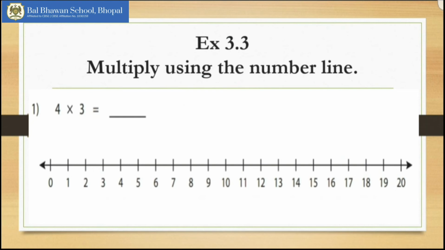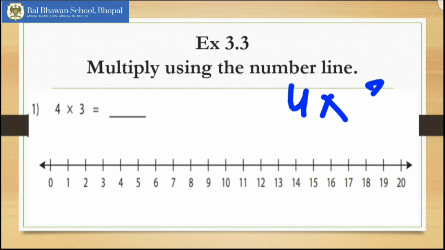So here, children, the numbers are 4 and 3, 4 multiplied by 3. Now we will find out the answer by using this number line, not directly. Okay, so children, here what you have to do, 4 into 3. Okay, so for finding out the total, that is for finding out 4 into 3, you have to take 4 jumps. It is 4 into 3.